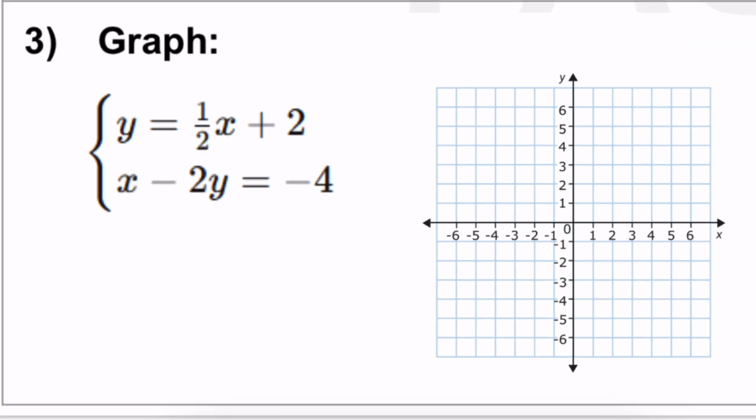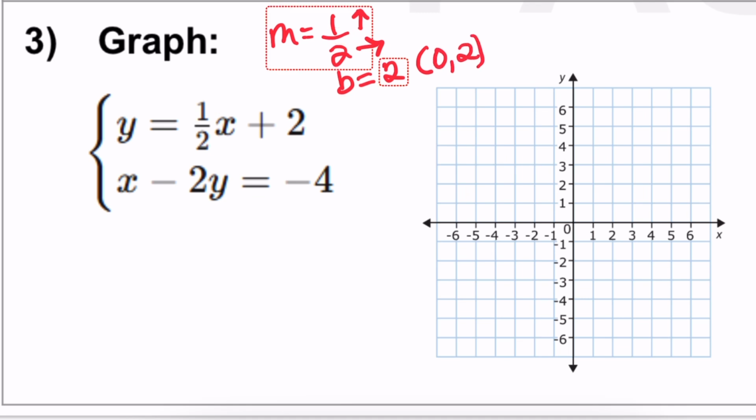For question 3, graph y equals 1/2 x plus 2 and x minus 2y equals negative 4. For the first equation, it is already in slope-intercept form, so there's no need to change it. So my slope is 1/2, which means go up 1 and then to the right 2. My y-intercept is 2, or 0, 2. And so I graph that.